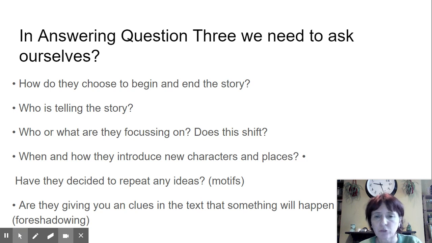It might be they constantly refer to the weather, for example. Are they giving you any clues in the text that something will happen next? That is known as foreshadowing. If you think of a film, sometimes there's a big clap of thunder, and we kind of know it might be going to rain, but also it often gives us a clue that something a bit terrifying is going to happen. It's almost like a warning. So writers do the same thing. They throw in these little hints that something bad's going to happen.